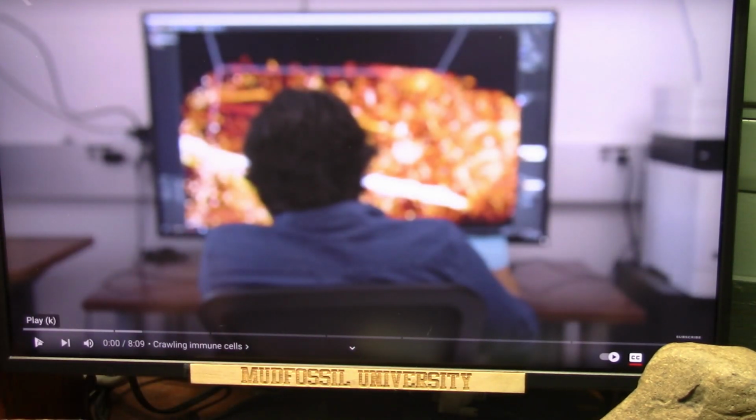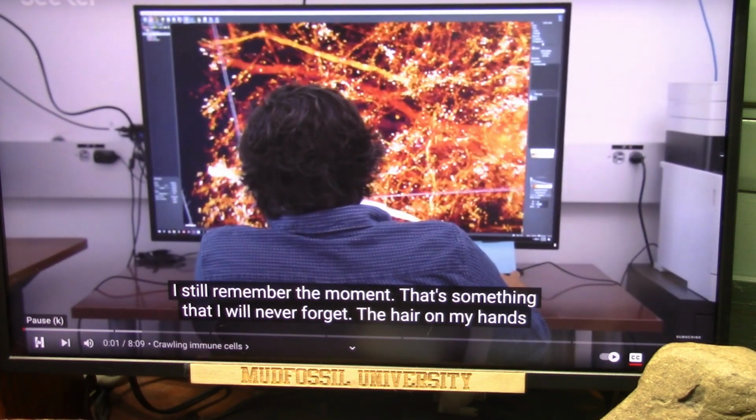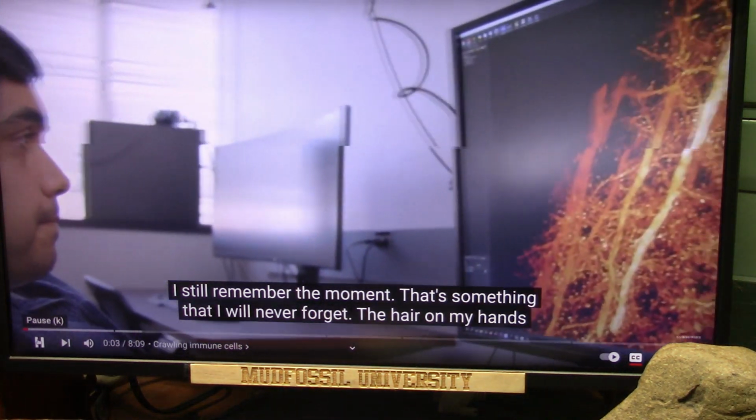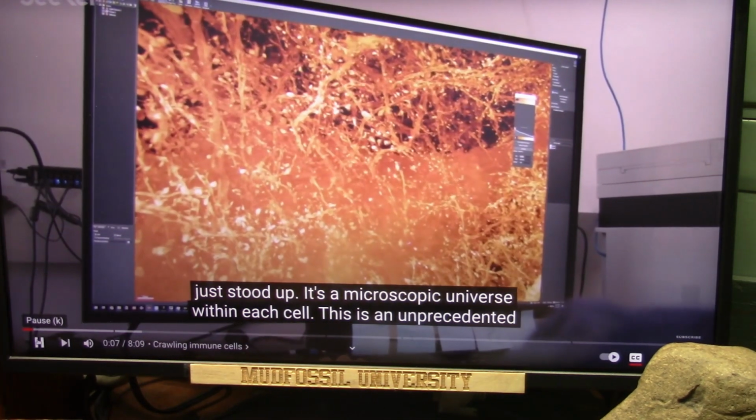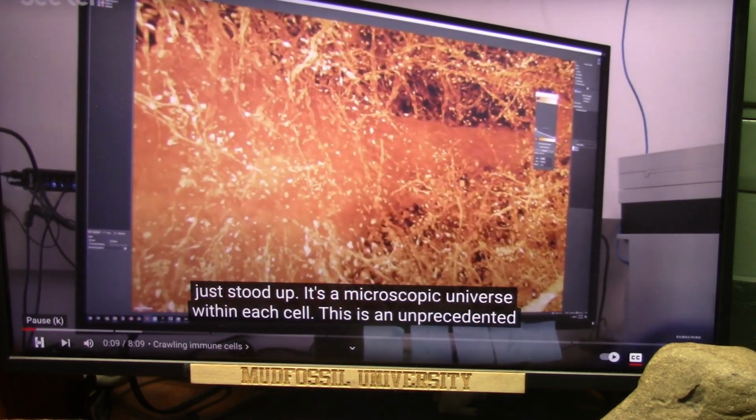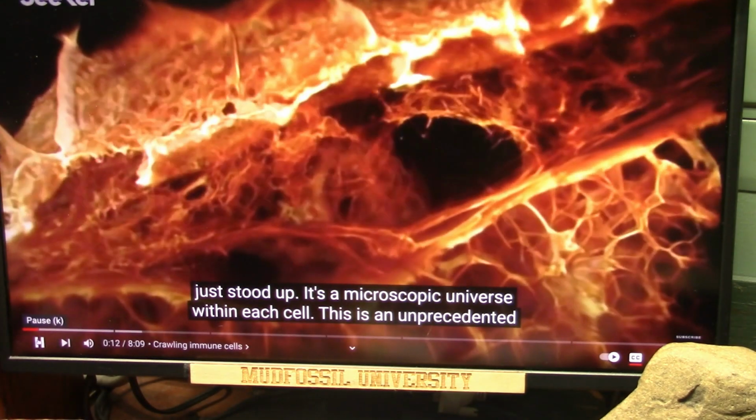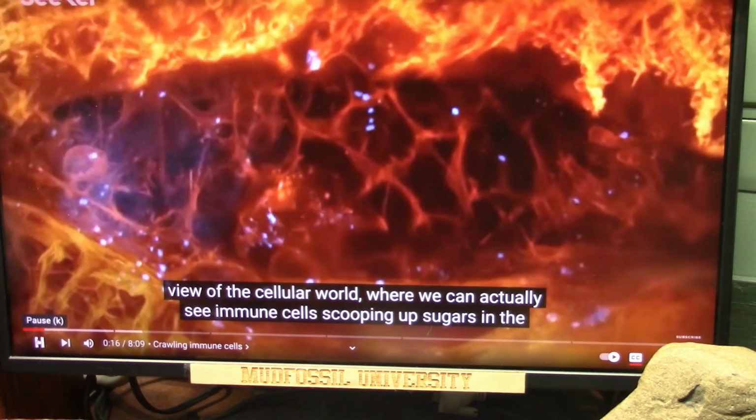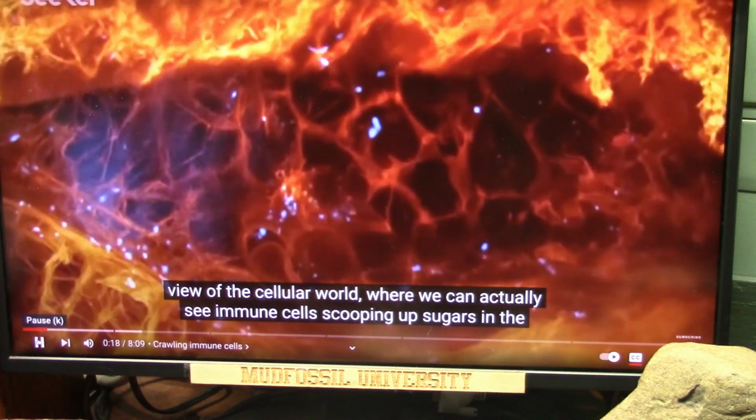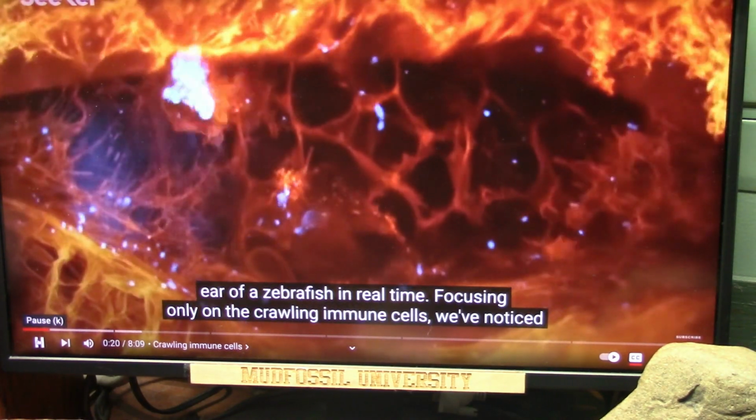Here it goes. I still remember the moment. It's something I will never forget. The hair on my hands just stood up. It's a microscopic universe within each cell. This is an unprecedented view of the cellular world, where we can actually see immune cells scooping up sugars in the ear of a zebrafish in real time.